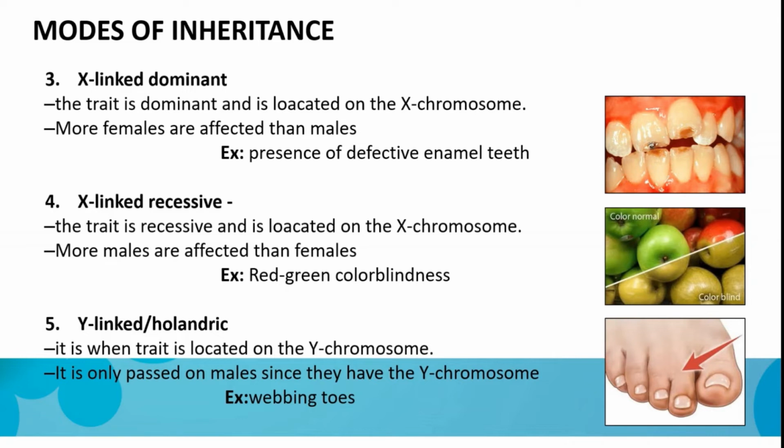Fourth, X-linked recessive. The trait is recessive and it is located in the X chromosome. More males are affected than females. And lastly, the Y-linked or holandric inheritance. It is when the trait is located on the Y chromosome and it is only passed on to males since they have the Y chromosome. For example, the webbing of toes.